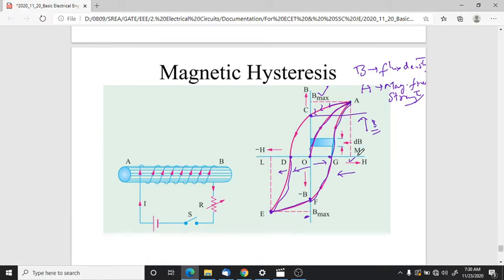After peak point A, if you decrease the magnetic motive force again, the same curve will be followed. It starts like this, comes like this, and comes like this. This is called the BH curve or magnetic hysteresis. Based on this topic, you will have some kinds of questions, and we will see those.